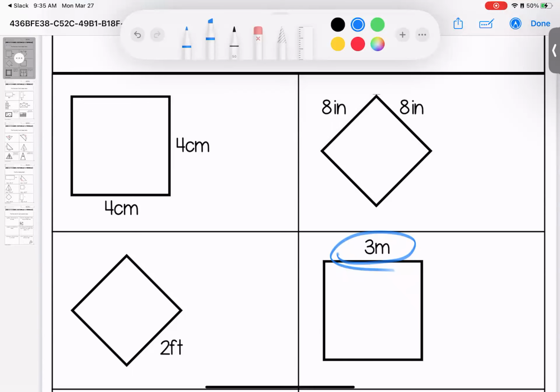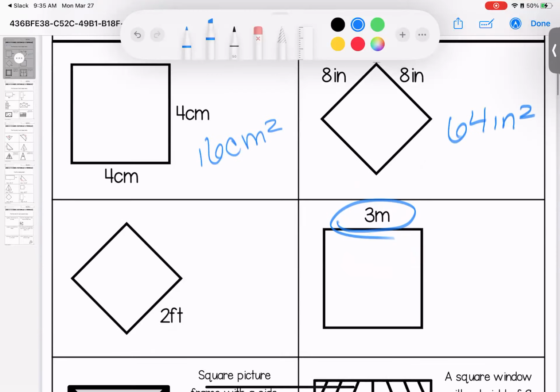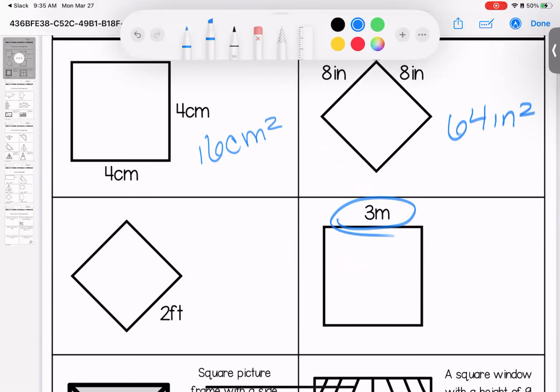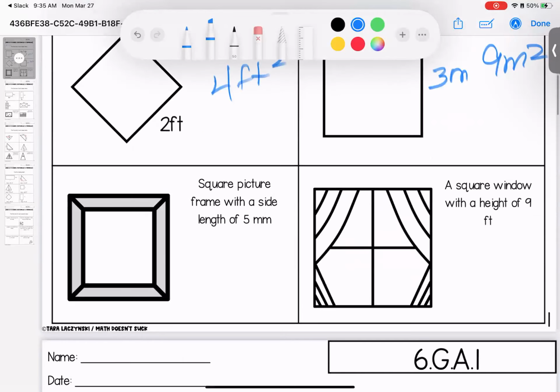So for this one, 4 times 4 is 16 centimeters squared. 8 times 8 is 64 inches squared. 2 feet just gave us one, but we know that these are all the same. 2 times 2 is 4 feet squared. Again, don't forget the squared because I'm multiplying feet times feet. 3 meters. 3 times 3 is 9 meters squared.